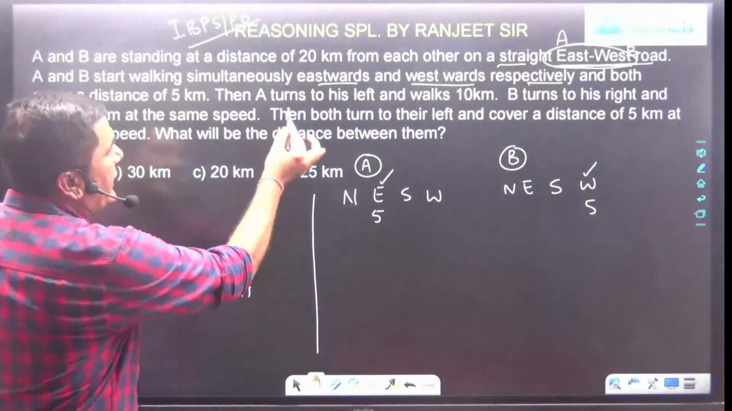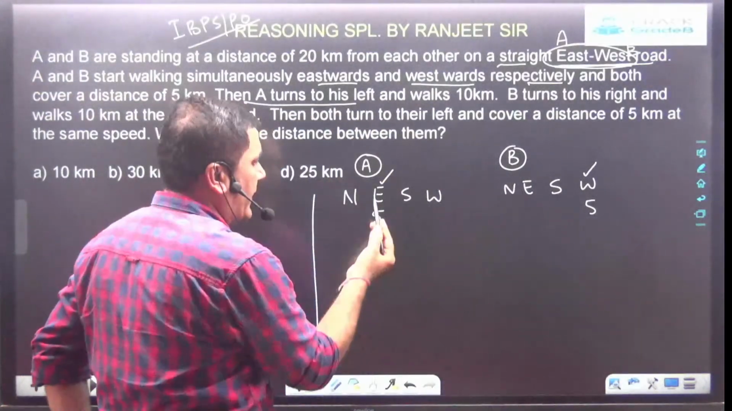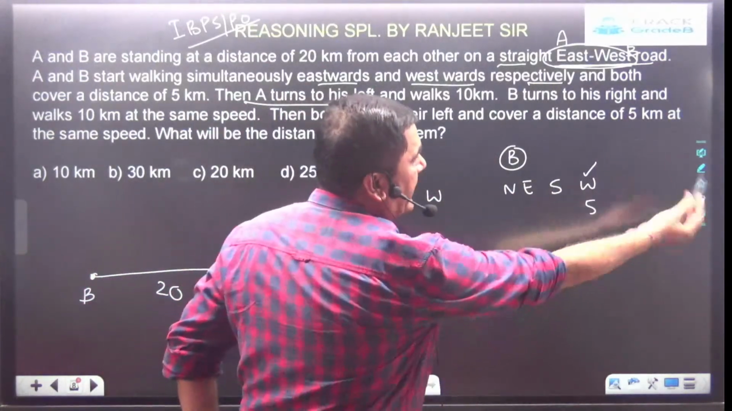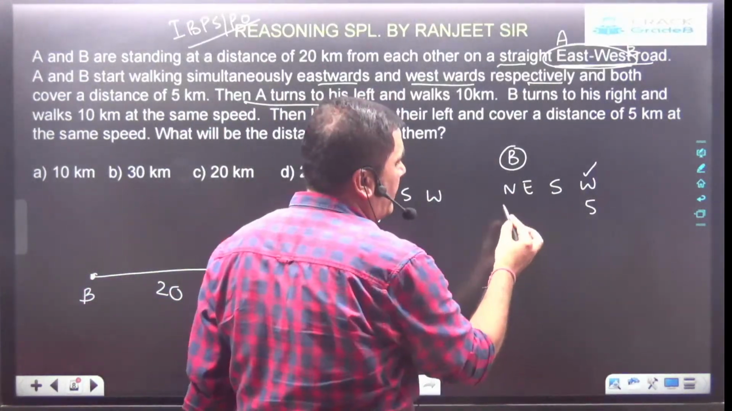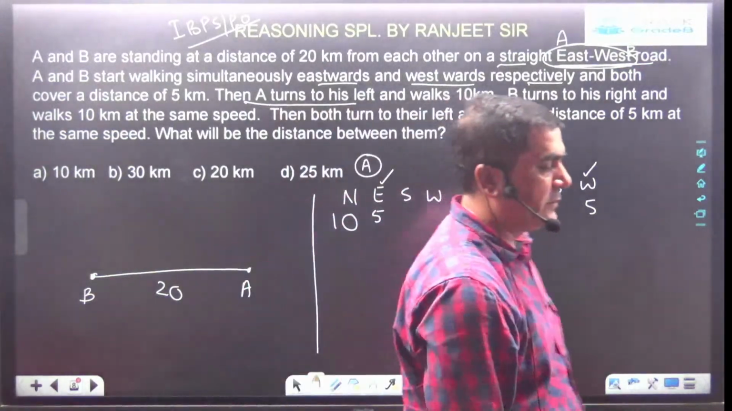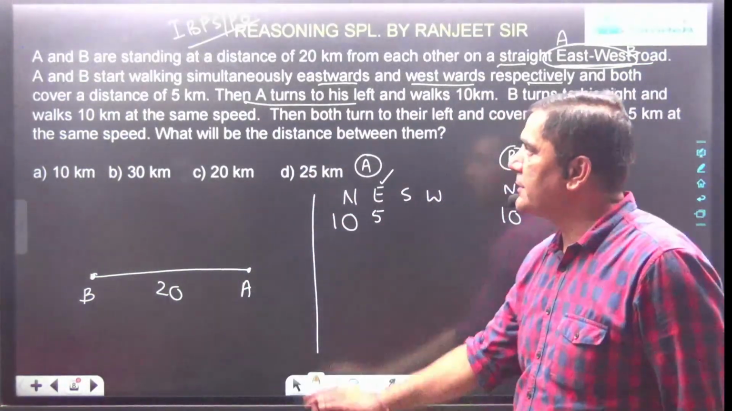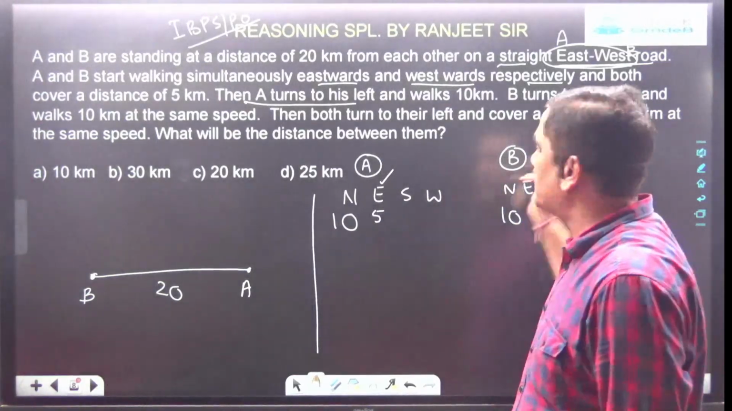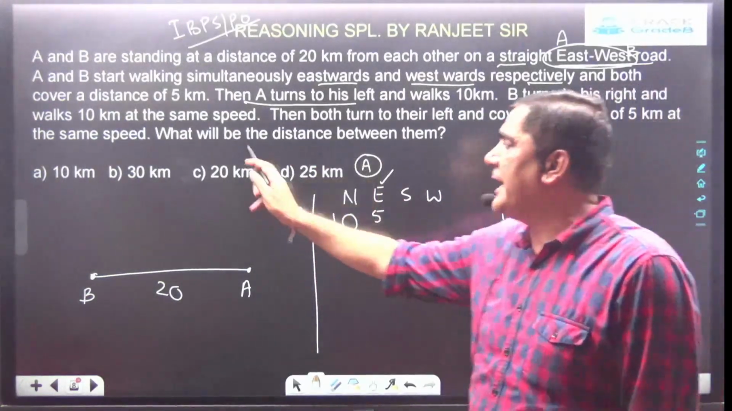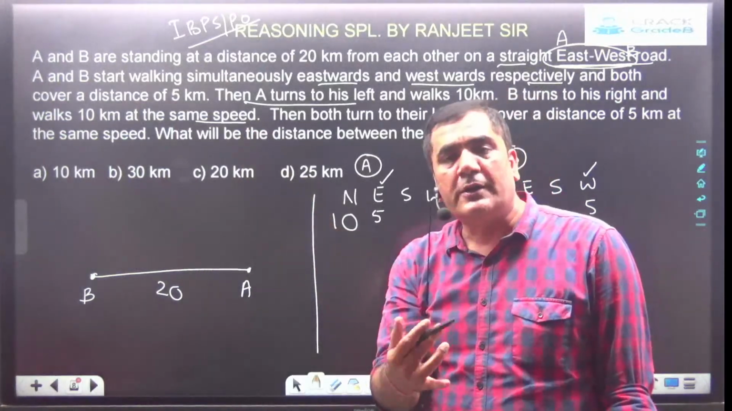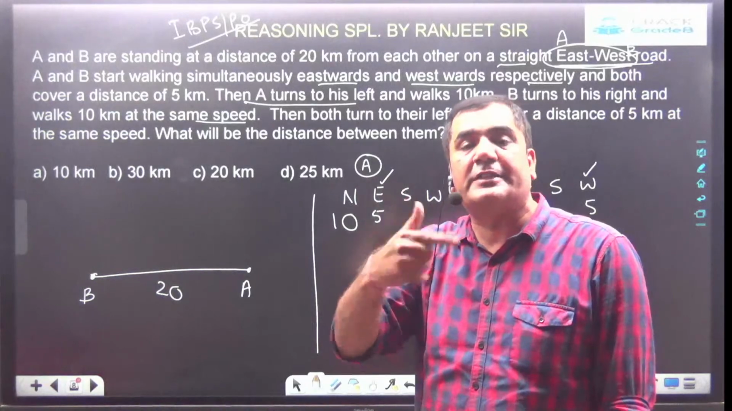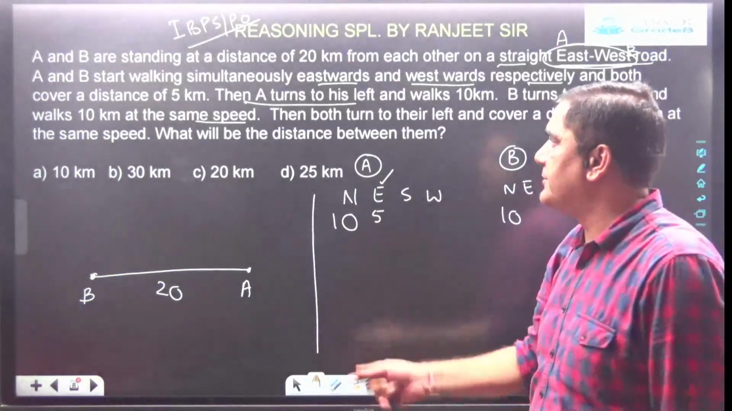Now they are saying, then A turns to his left and walks for 10. B turns to his right, right means north, and walks for 10 kilometers. Clear? A turns to his left and walks for 10 kilometers. B turns to his right and walks for 10 kilometers at the same speed. Same speed means whatever distance they have covered, that distance will be the same. Same speed means same time and same distance.